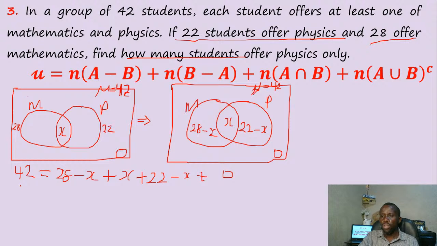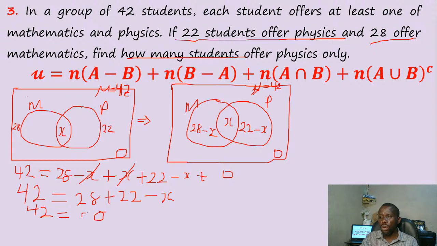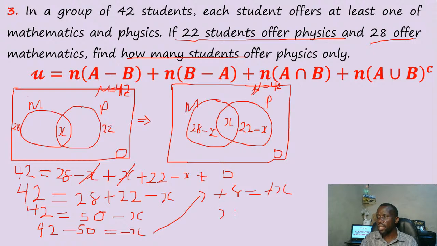All right. Now, this will be 42 equals 28 plus 22 minus X, because minus X and plus X cancel out. Then the plus 0 doesn't mean anything, so we throw it away. That becomes 42 equals 50 minus X. So 42 minus 50 equals minus X. 42 minus 50 gives minus 8 equals minus X, where minus cancels minus, so X equals 8. So I've gotten my X as 8.